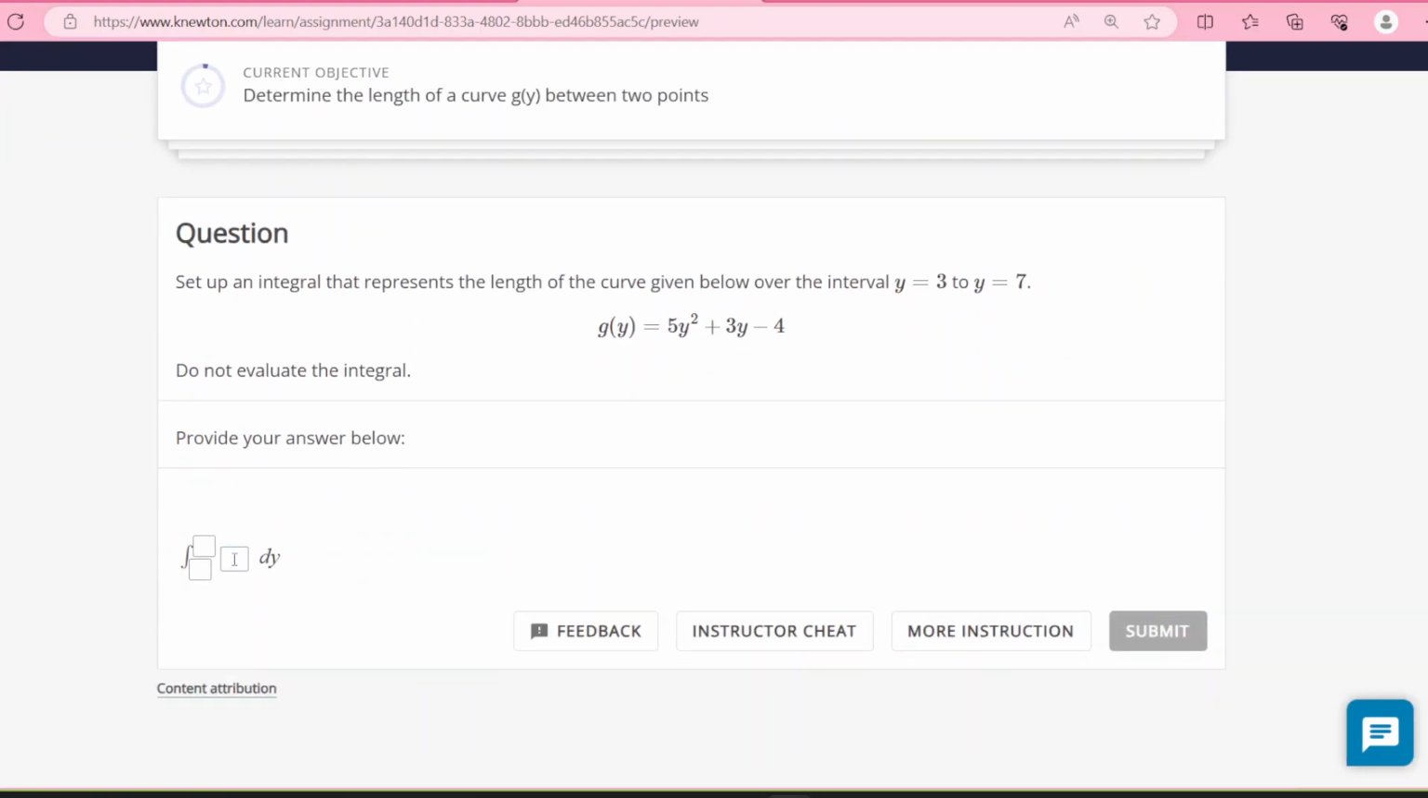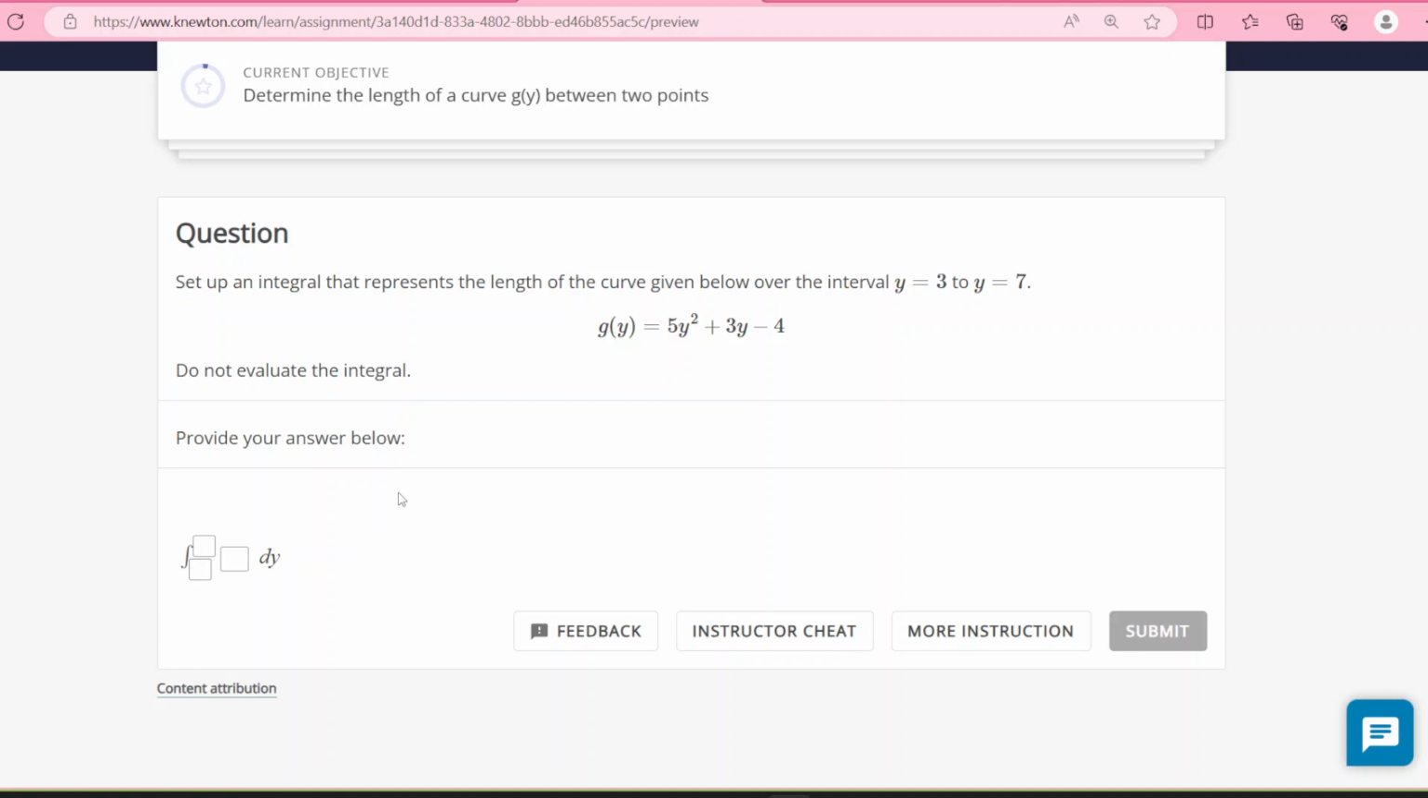So this one, they're just asking us to set up the integral, and notice there's a dy here, so I must put it in terms of y. Set up an integral that represents the length of the curve given below, over the interval from y equals 3 to y equals 7. Do not evaluate the integral. They just want us to set it up.